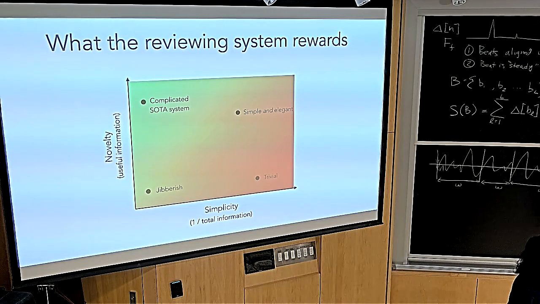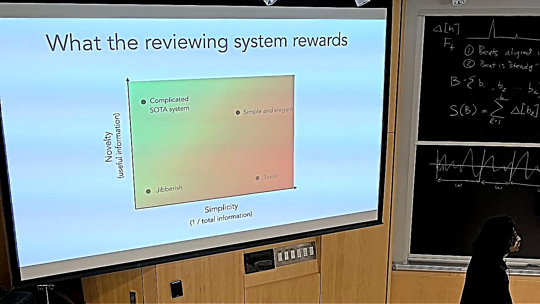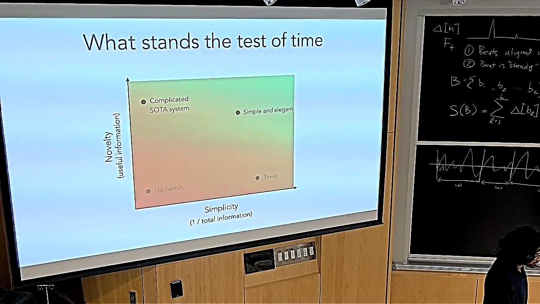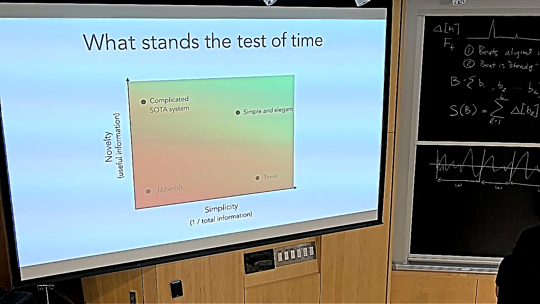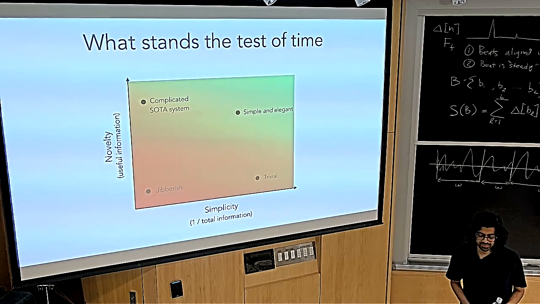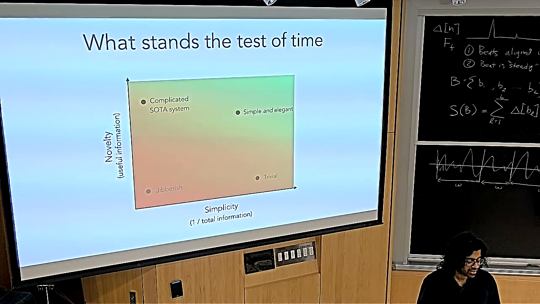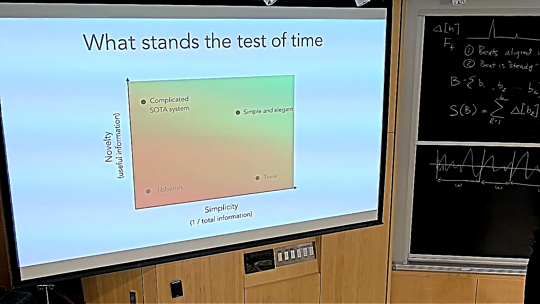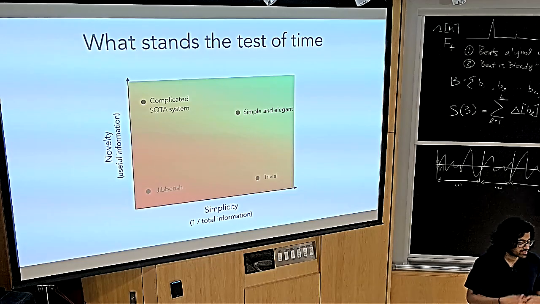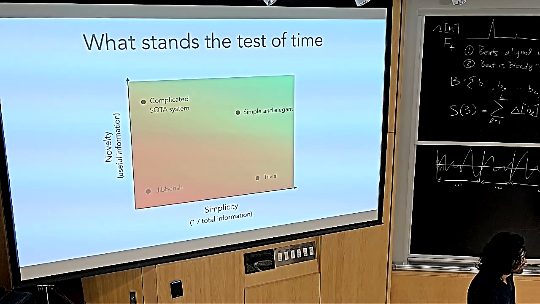So this is just to say that we should not overfit to how the reviewing system works, but we should fit to what stands the test of time, which is that we want to build systems that are simple and elegant. We want to build mental models of problems that can be updated. We want to build things that are really understandable, and theories that are generalizable, that can be applied to other problems, and insights that can be applied broadly.